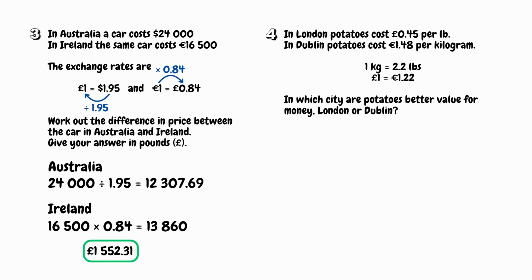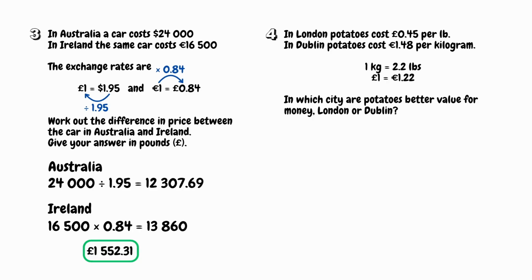So finally, we've got question number 4. In London, potatoes cost £0.45 per pound, or 45 pence. And in Dublin, potatoes cost €1.48 per kilogram. We have that 1 kilogram is equal to 2.2 pounds, and we then have that £1 is equal to €1.22. We then need to figure out in which city the potatoes are better value for money.